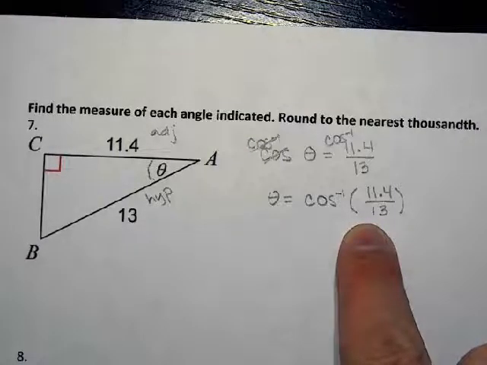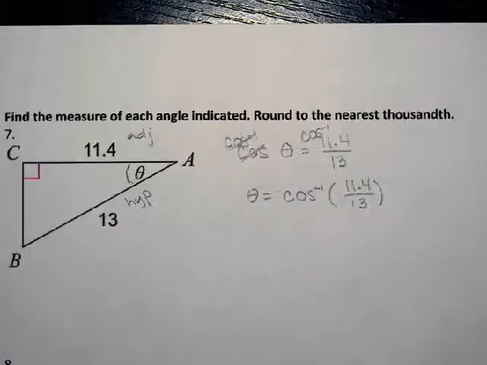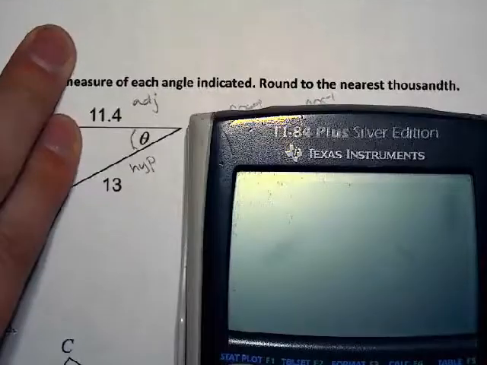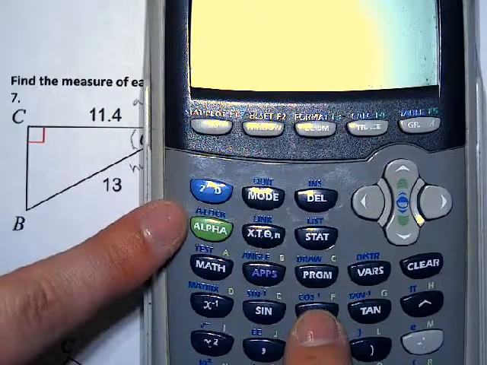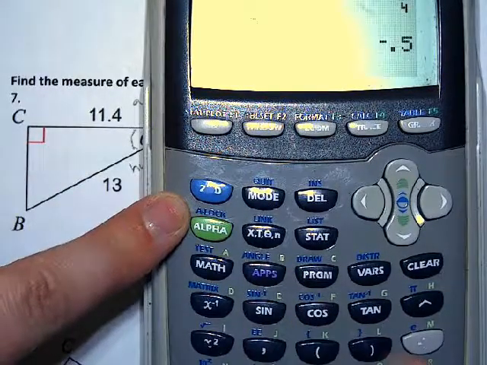But if somebody said, hey, what's the degree measure? And you said cos inverse of 11.4 over 13, they'd be like, that is absolute nonsense. I don't know what you mean by that. And so you'd say, okay, let's get it in my calculator. Since cos inverse is in blue, we're going to hit the second button. So we're going to do second cos.